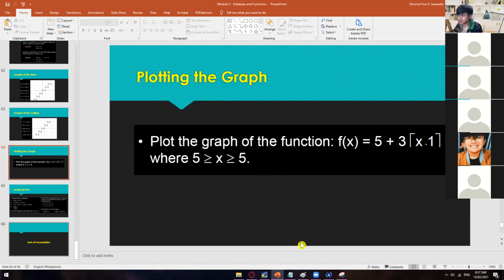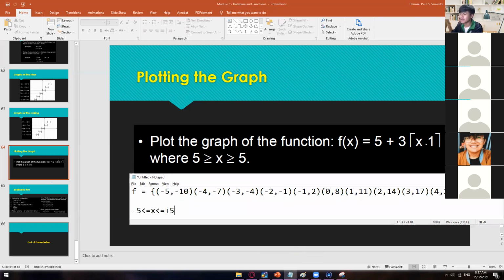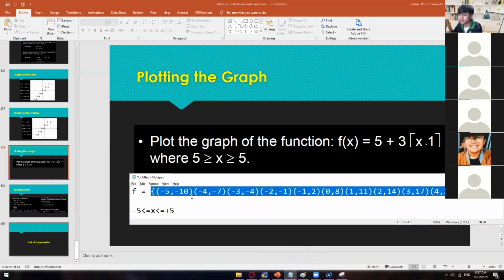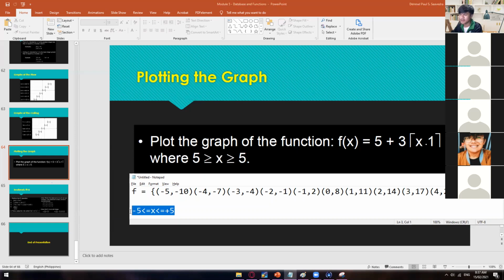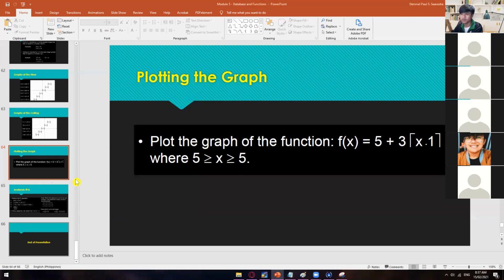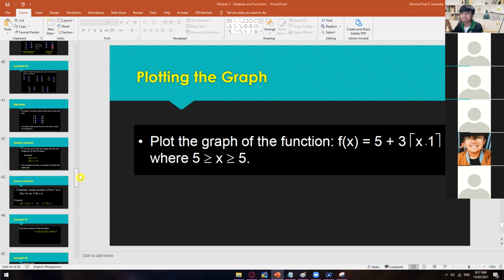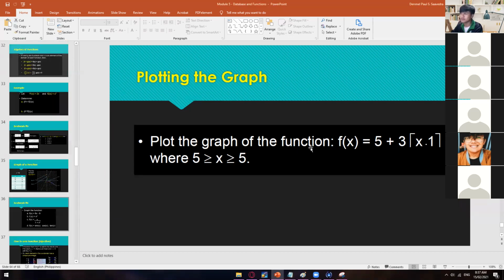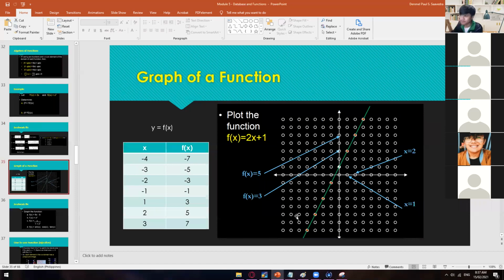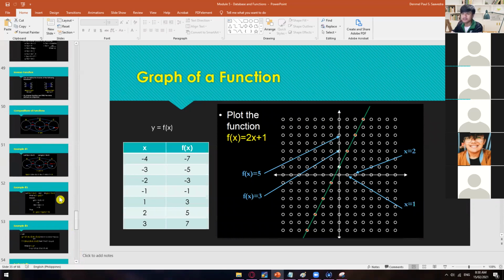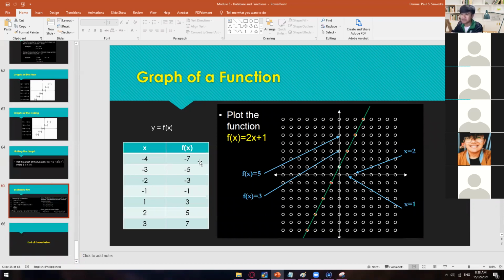All right. So anyway, that's how we list the ordered pairs using the range of -5 to +5. So it says here, plot the graph of the function. So just make a graph. The same with this one. Then you will get the line or the graph of that one. All right. And since you don't have enough time anymore, okay.